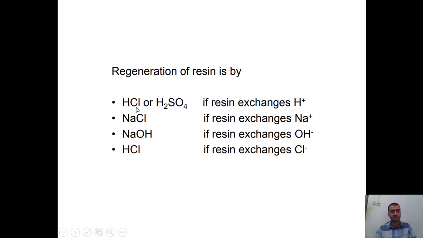Okay, we use acid if the resin exchanges hydrogen. We use brine if the resin exchanges sodium. We use caustic soda if the resin exchanges hydroxyl ions, and we can also use HCl, hydrochloric acid, if the resin exchanges chloride. Okay, so this is the regeneration concept that is related to the ion exchange process.